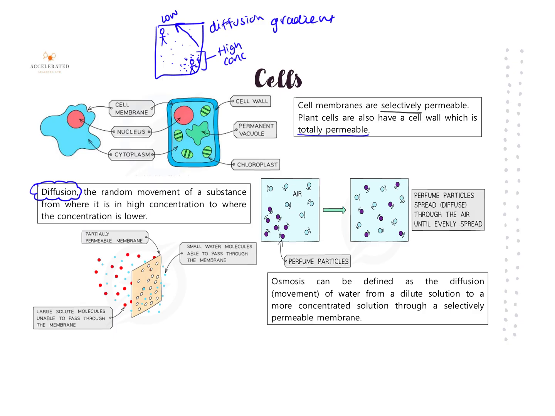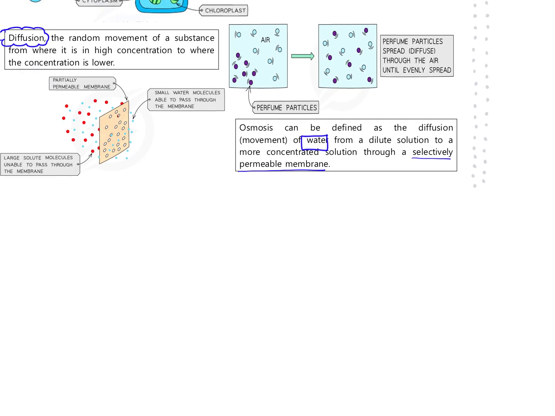Now, when we think about osmosis, it's just a special type of diffusion, okay? So diffusion is spreading, that's all it is, just spreading from high concentration to low. Osmosis is a special one, but it's about water. It's always about water. So when we think of osmosis, it's about the movement of water from where it's in high concentration to where it's in low concentration, but it's across a selectively permeable membrane. Now, I know this wording is slightly different here, okay? So see the way it says from a dilute solution to a more concentrated solution.